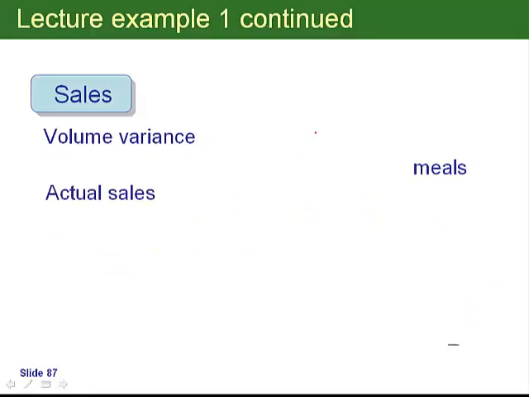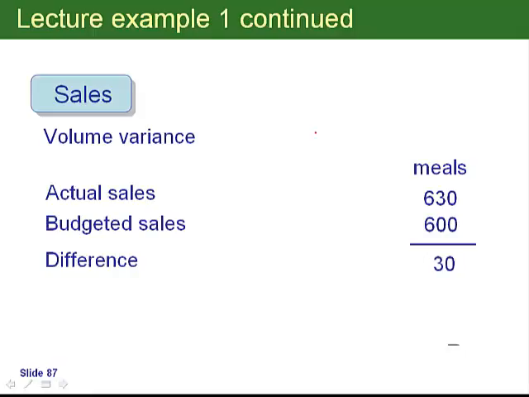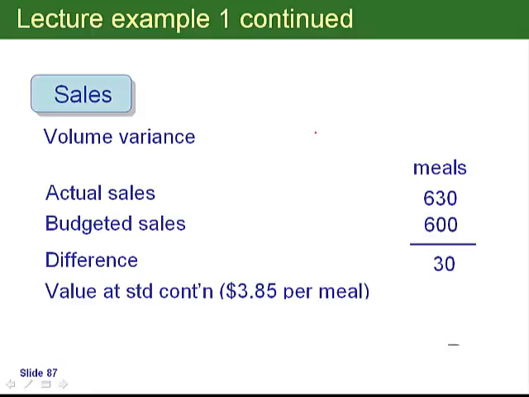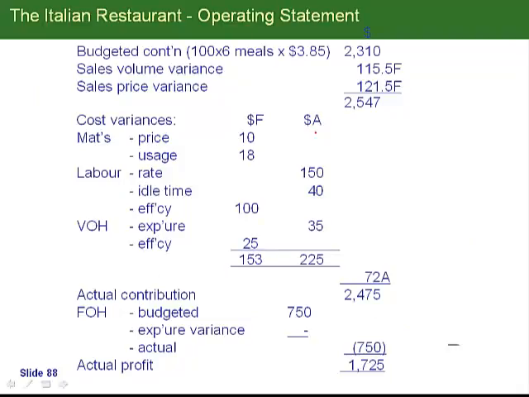Lastly then, our volume variance. What we're doing here is comparing our actual and our budgeted sales. So we sold 30 meals more than expected, which is good news. And then remember, we value those at the contribution that we get from a meal. So that's all our variances calculated. We can then drop that all into our pro forma. When we do that, what we find is we get an actual profit of 1725.